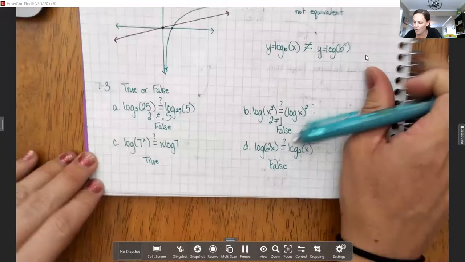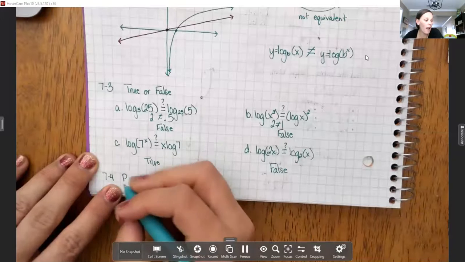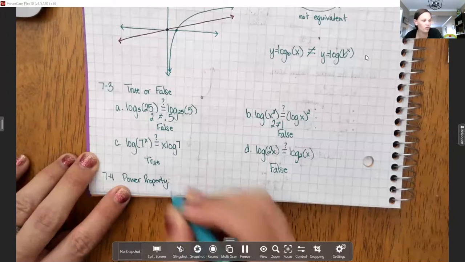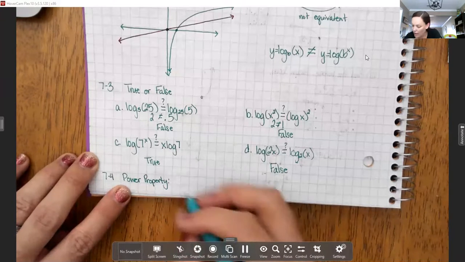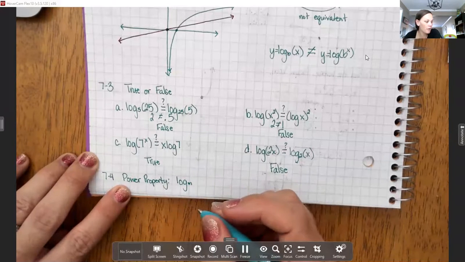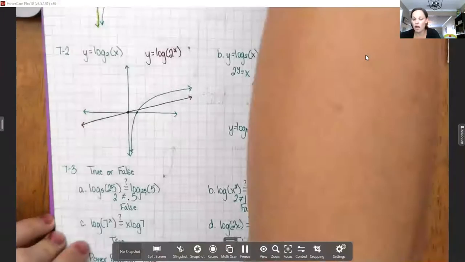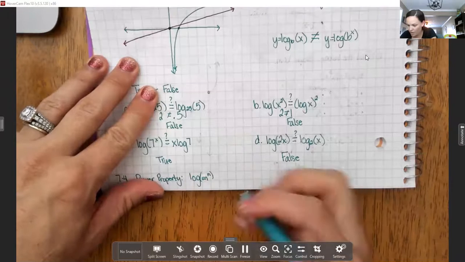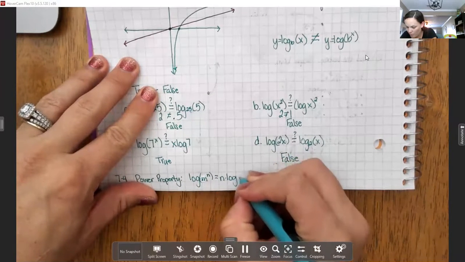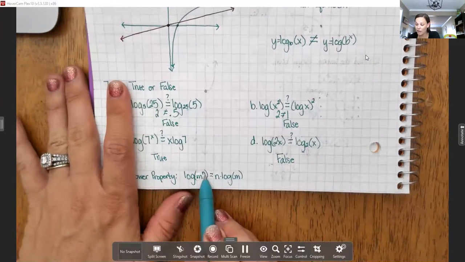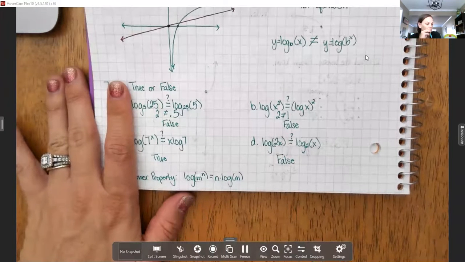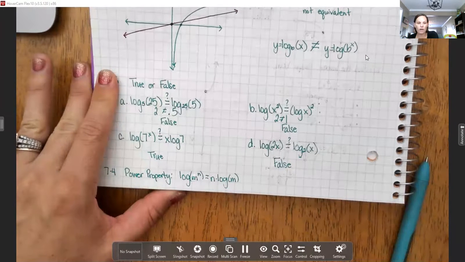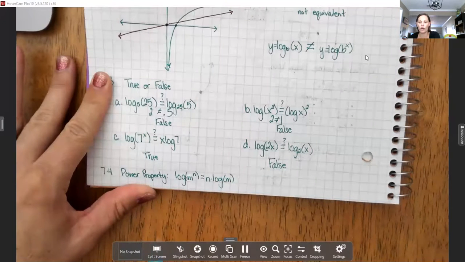I know I'm almost out of space down here, but basically this is what we call the power property of logs, which I think we'll get more official notes on in a minute. The power property says that log of m to the n, so log of m to the power of n, is equal to n times log of m. Basically, you can either have it as an exponent or you can bring it out in front to multiply it. So that's what we're going to call the power property. And that's what part C showed was true here.